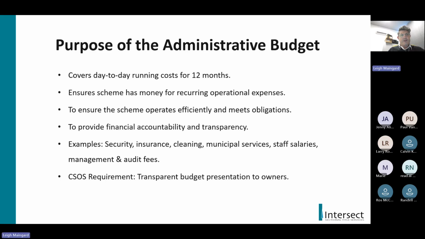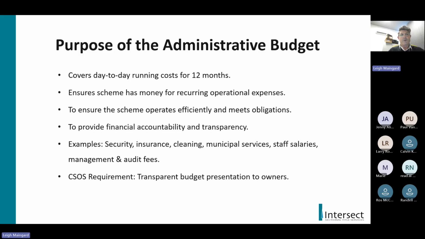So the purpose of the administrative budget: it covers day-to-day running costs for 12 months. We talk about operating expenses. We'll look at the details of that in this slide. You'll see that there are some examples there. You've got to ensure that the scheme has enough money for recurring operating expenses. So important in that sentence is the word recurring. You have monthly expenses, quarterly expenses, biannual and then also annual expenses.